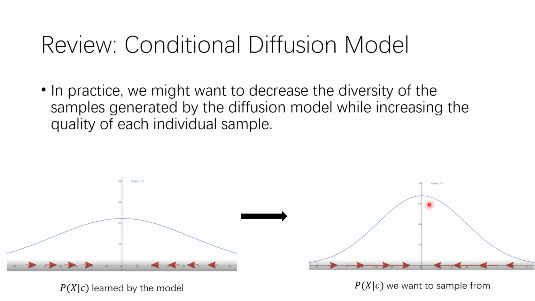So the difference is that we emphasize more on the mode of the distribution. You can think the data points in this mode have higher quality, so you want to sample more data points from this mode of the distribution. By changing the distribution from this one to this one, you decrease the diversity of the samples, but increase the quality of each individual sample. So that's one of the motivations behind the conditional diffusion model.